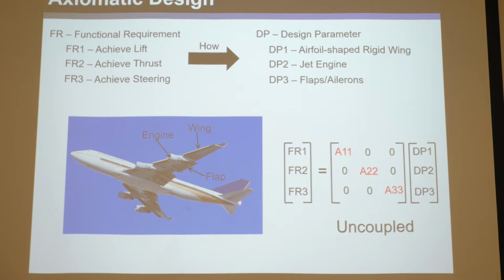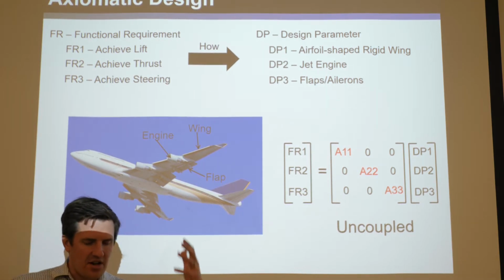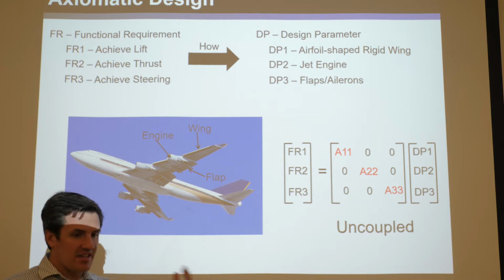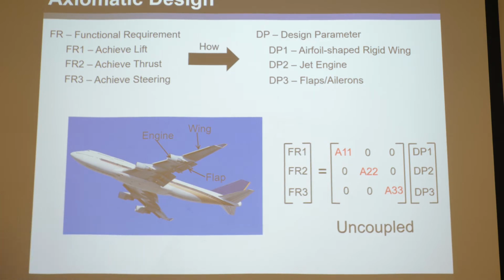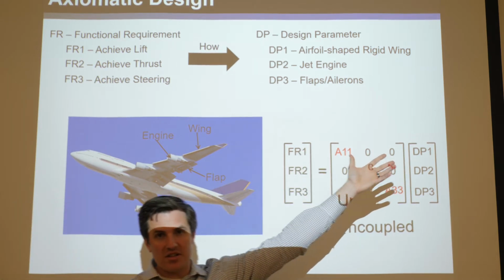Okay, and he would say that's desirable in axiomatic design, to think about design in this way. Not only identify your functional requirements and design parameters, but make them uncoupled. And the reason is because it keeps things simple. If something breaks, if one of these functional requirements doesn't work, then you know exactly how to fix it. You know which design parameter.